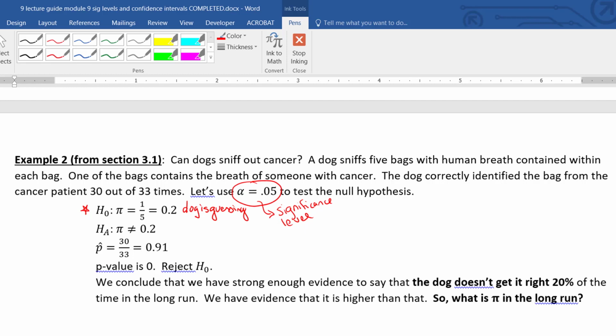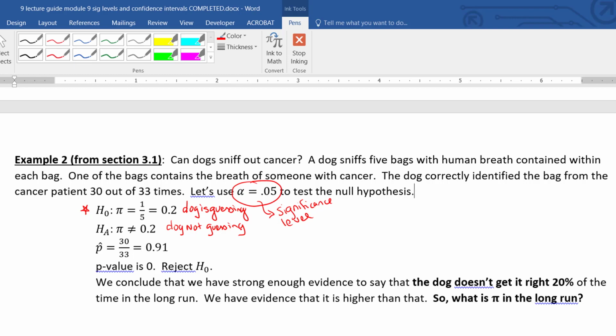And if the dog is not guessing, the alternative hypothesis would say that pi is not 0.2. The dog is not guessing. He would be doing either better than guessing, so pi would be bigger than 0.2, or worse than guessing, pi would be less than 0.2.